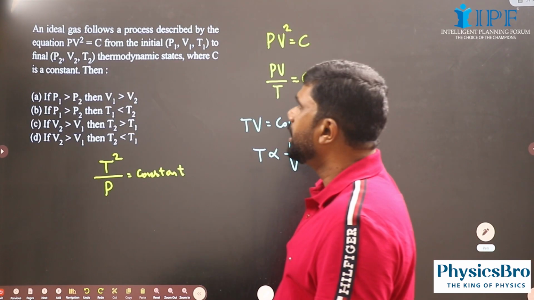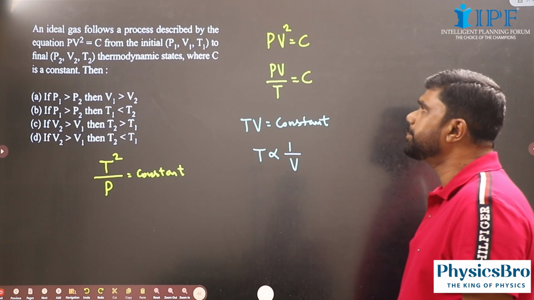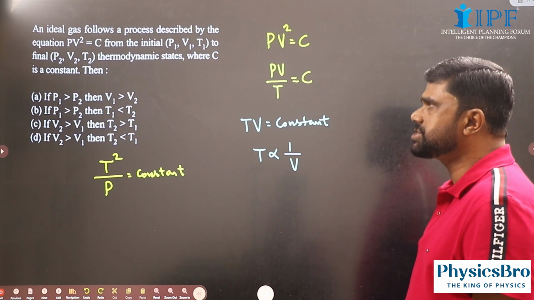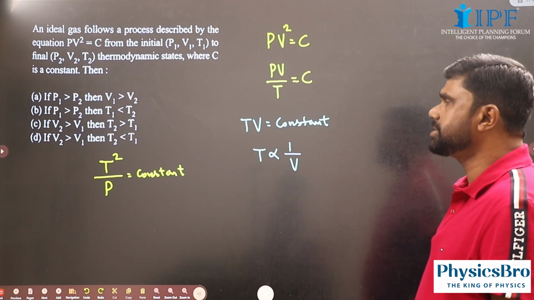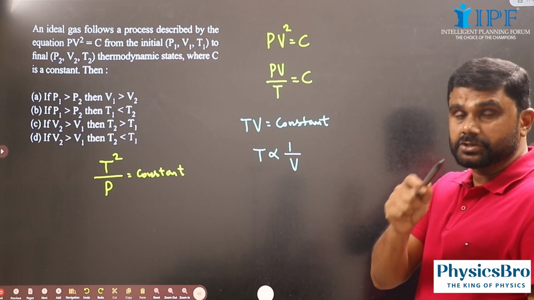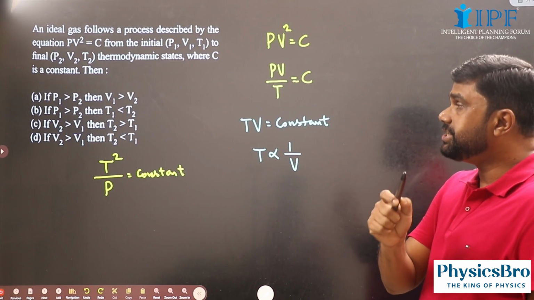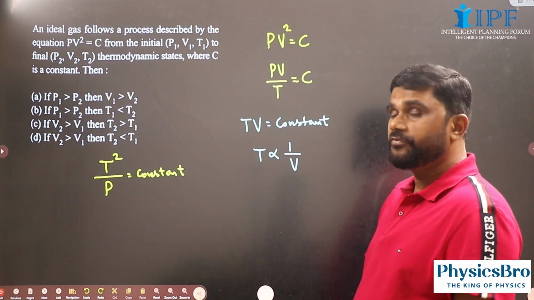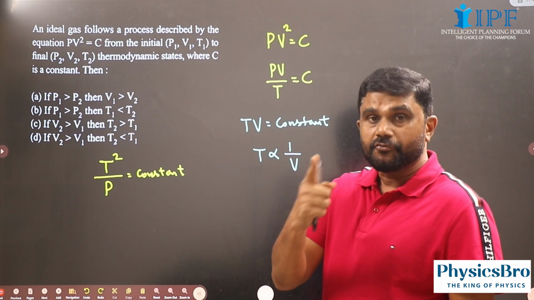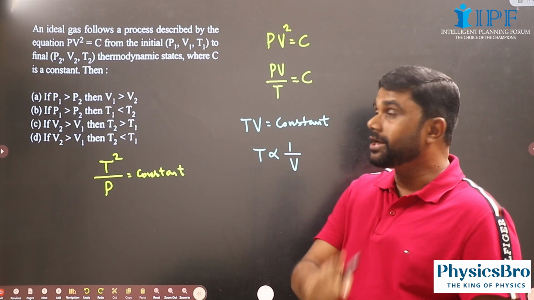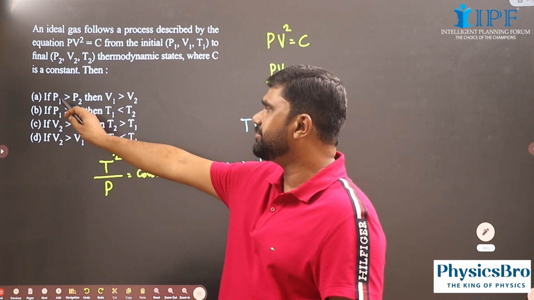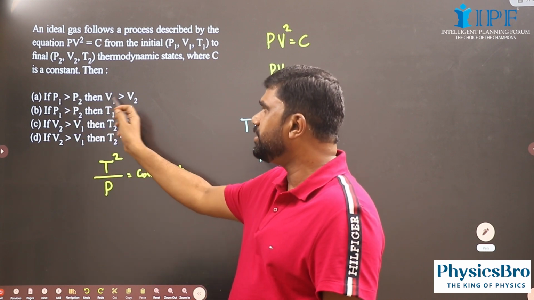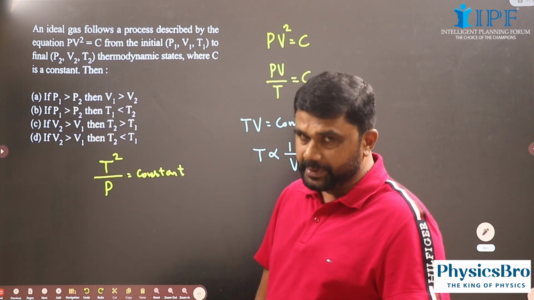Okay, this one. An ideal gas follows a process described by the equation PV square equal to constant. PV square equal to constant means pressure is inversely proportional to the square of the volume. So when P1 is more, V1 should be smaller than V2. But here it is given that P1 greater than P2 and V1 greater than V2. That cannot be true.